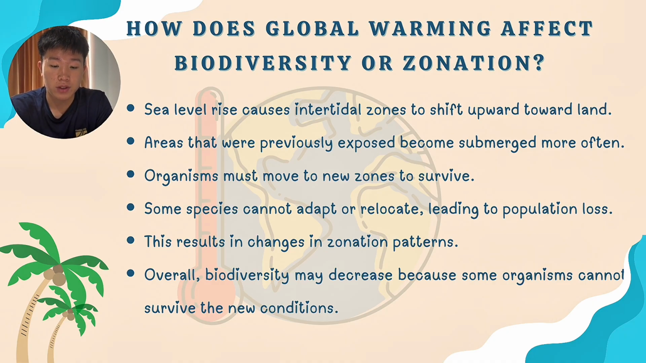Fifth, this results in changes in zonation patterns. As different species move, disappear, or adjust to new environments, the natural zonation patterns along the shoreline begin to change, altering the distribution of organisms in each ecological zone. The last one, overall biodiversity may decrease because some organisms cannot survive their new conditions. Overall, global warming may reduce biodiversity in coastal ecosystems because some organisms are unable to tolerate the new environmental conditions or compete successfully in the newly formed habitats.